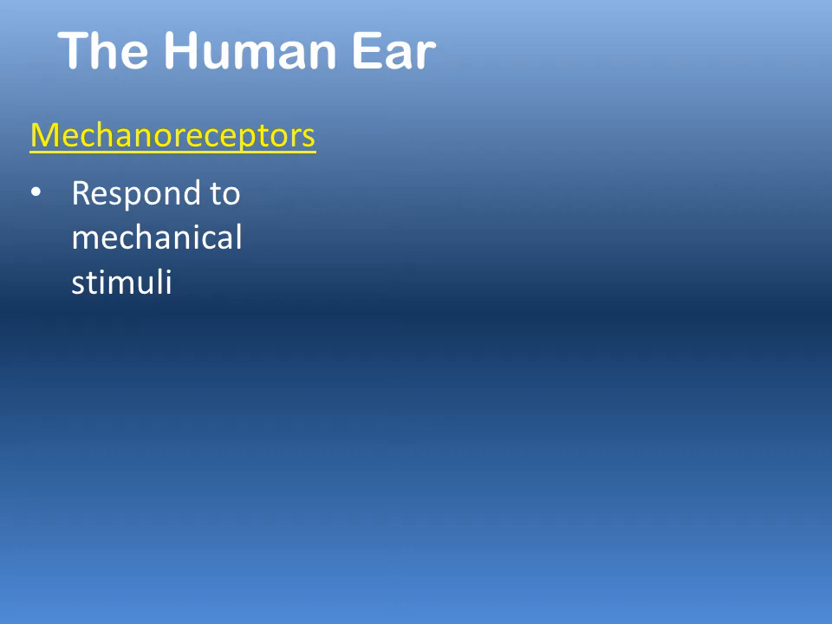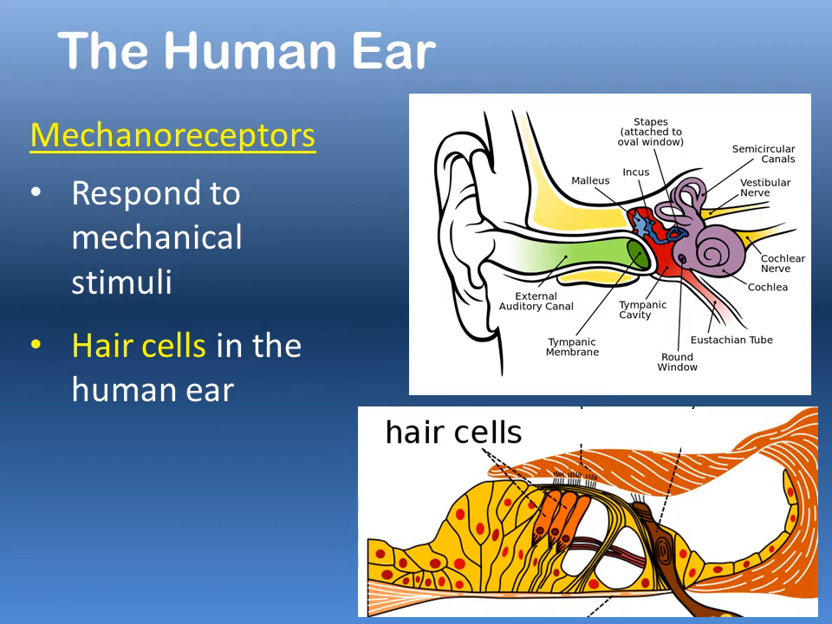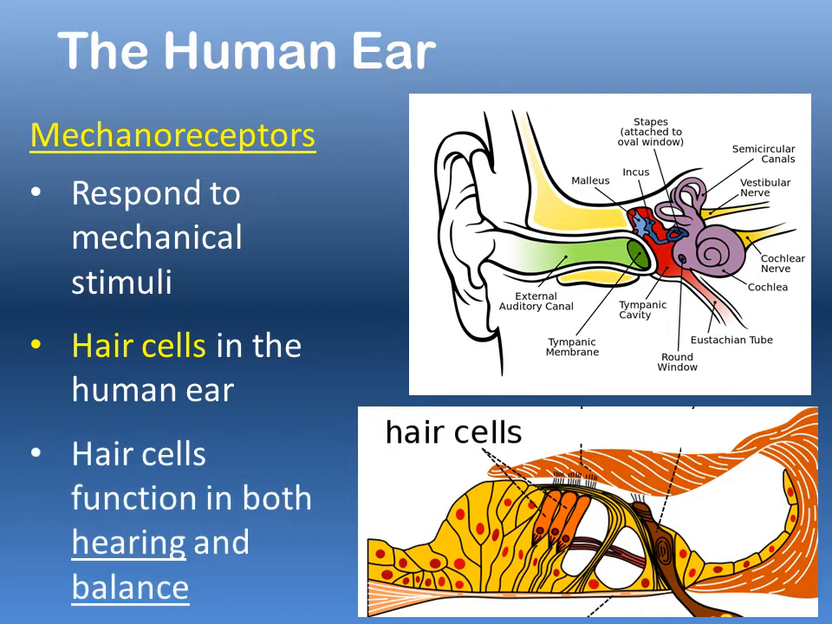The human ear is a good example of a sense organ that uses mechanoreceptors, or receptor cells that respond to mechanical stimuli. These specialized mechanoreceptors in the ear are called the hair cells. And we'll see a little bit more about how hair cells operate in a while. First, we want to take a look at the anatomy of the human ear.